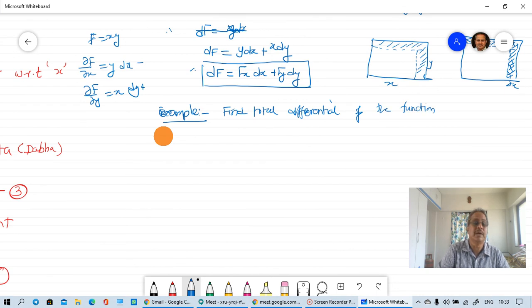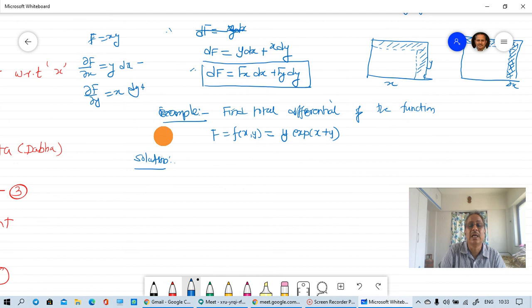The function is very simple. F is equal to f of xy. Form of the function is this. It is going to be y exponential of x plus y. So this is the product of y and exponential of x plus y. This type of function is given. You have to find out its total differential. So let's go for the solution.